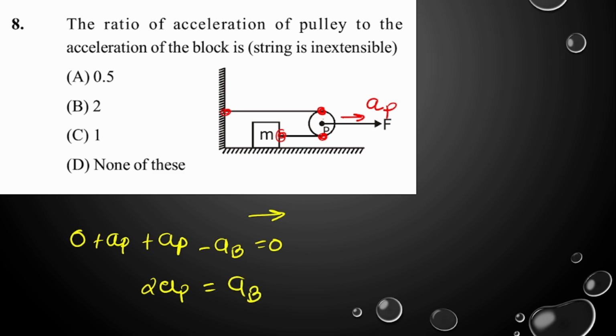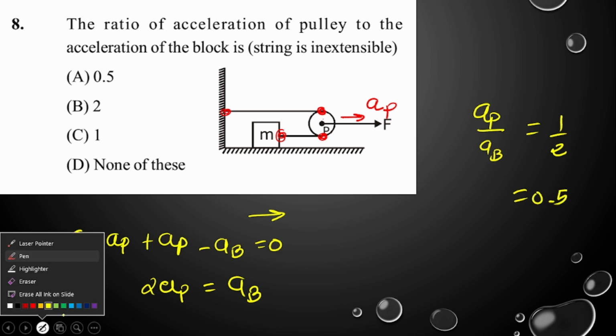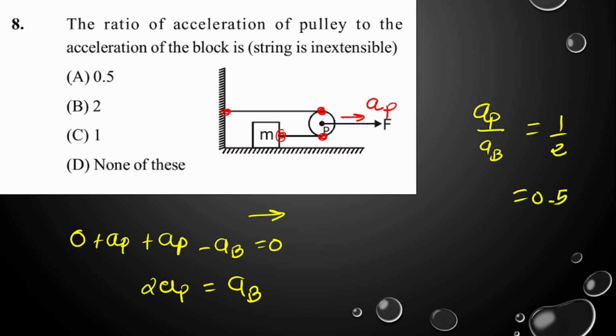And what they have asked? They have asked for the ratio of acceleration of the pulley to the block. Pulley to the block means AP by AB is equals to 1:2. That is 0.5, and our answer is 0.5. Okay, so that is enough for today.